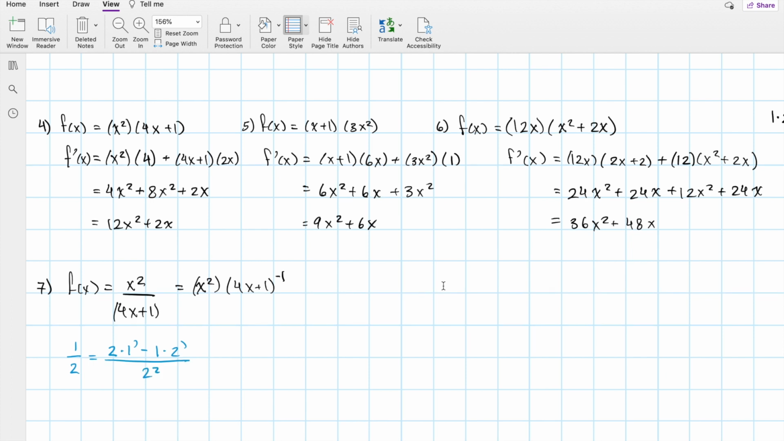So let's solve this one. f prime of x is going to equal the bottom, 4x plus 1, times the derivative of the top, which is 2x, minus the top, x squared, times the derivative of the bottom, which is 4x plus 1, just 4, all over 4x plus 1 squared.